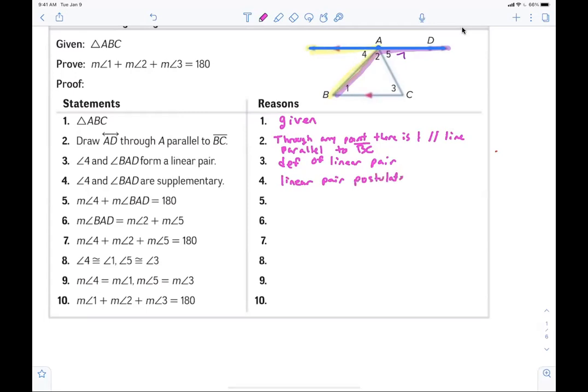Now, remember what I told you. I think 3 and 4 are very related. So if you accidentally left out 3 or 4, I don't really care. It's not the end of the world. And then the measure of angle 4 plus BAD is 180. Why is that true? Definition, come on. Yeah, thank you, somebody. Definition of supplementary.